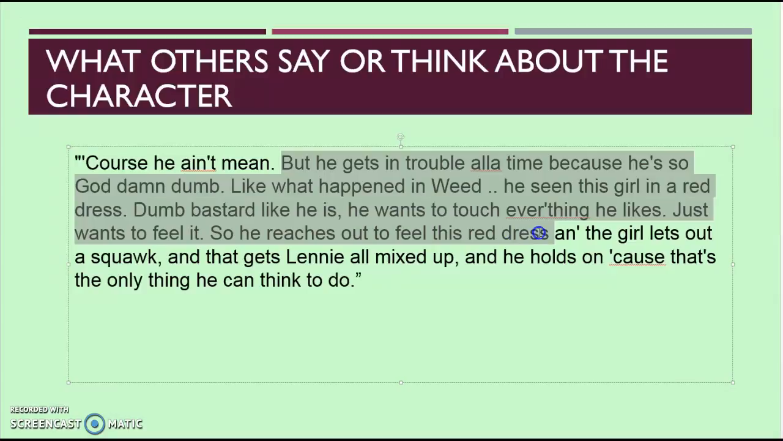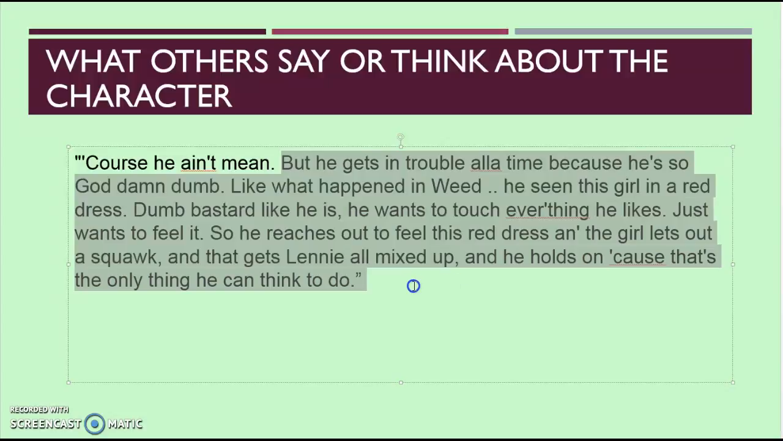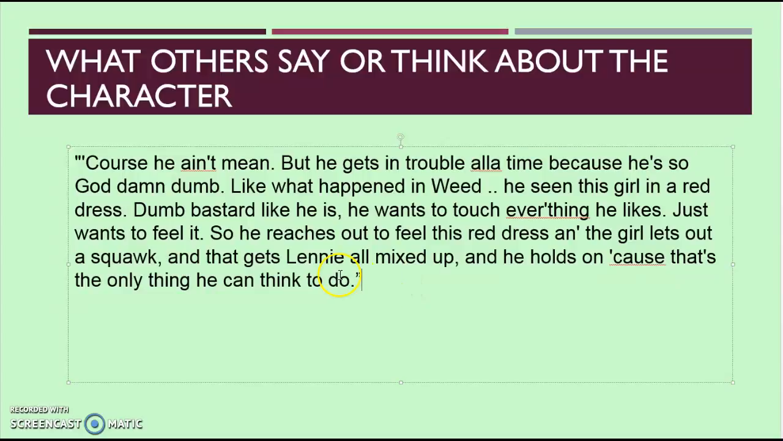"So he reaches out to feel this red dress, and the girl lets out a squawk, and that gets Lenny all mixed up, and he holds on because that's the only thing he can think to do." So everyone else in Weed, including this girl whose dress Lenny has grabbed, thinks that Lenny's trying to rape her or otherwise attack her. But obviously George knows differently. George knows the other side of the story, that Lenny just likes to touch anything that's sort of soft.